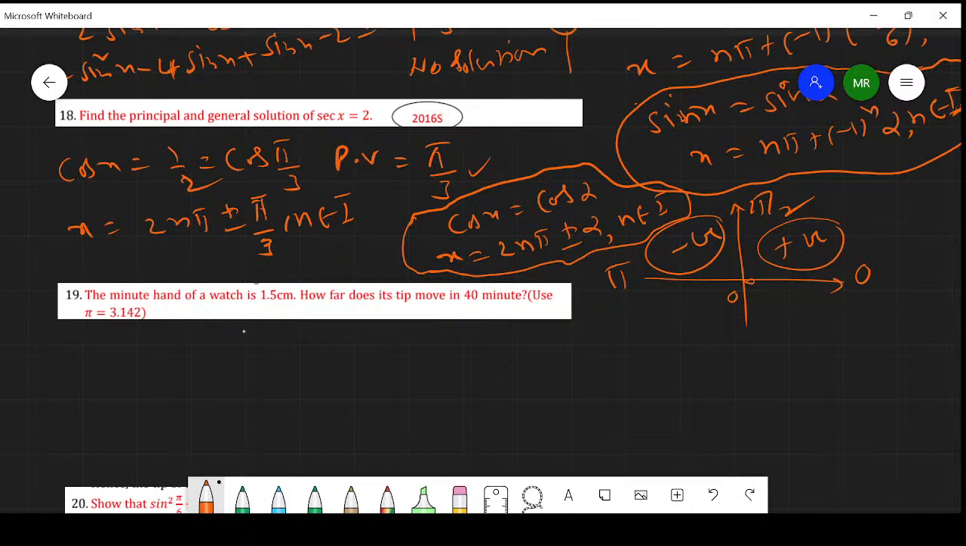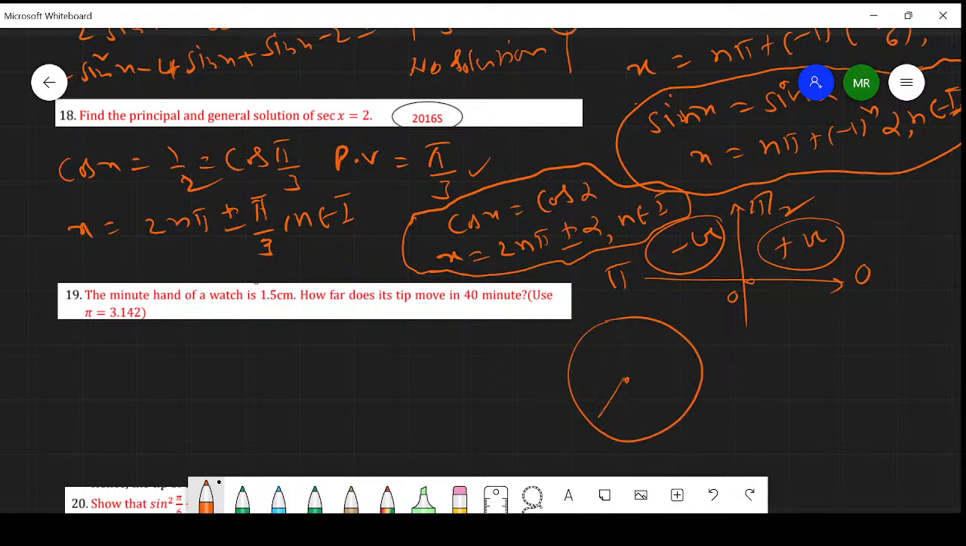The minute hand of a watch is 1.5 centimeter. How far does its tip move in 40 minutes? So the same thing is given here, again the clock. I have discussed this type of problem when we were talking about the clock. So just think about a circle shape, the clock.